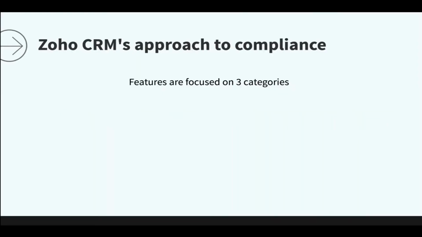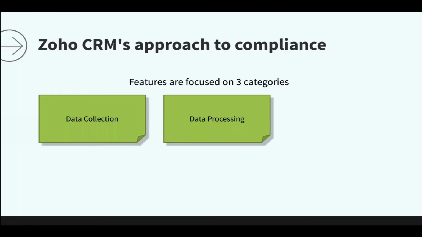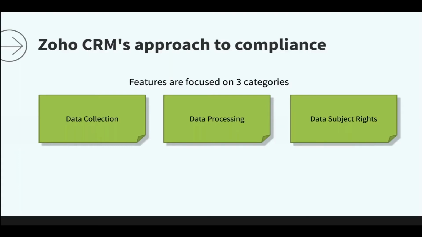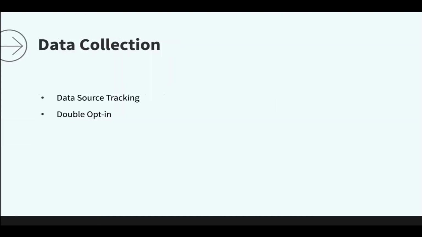Pertaining to GDPR, the features are grouped in three categories. The first is data collection, then data processing, and data subject rights. We will be looking at them one by one, and we will first take a look at how data collection in Zoho CRM is going to help us.